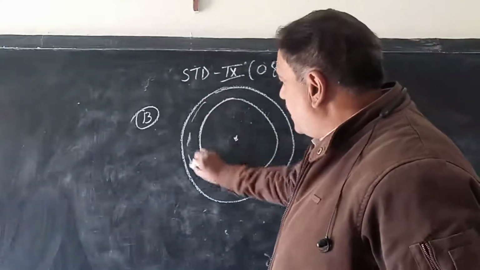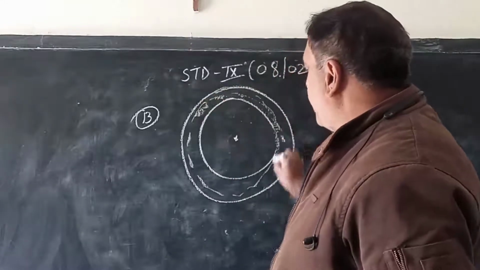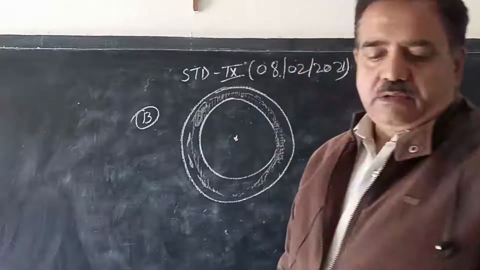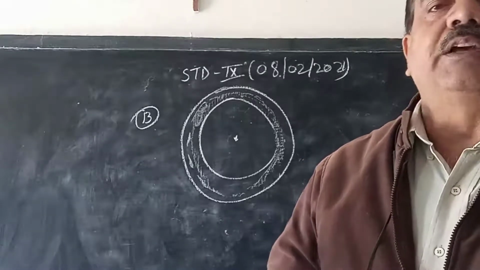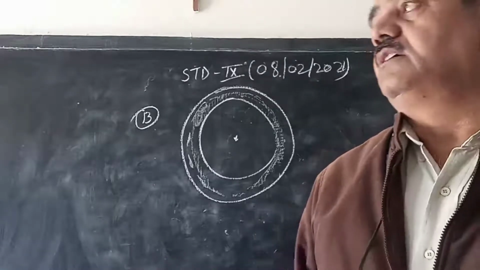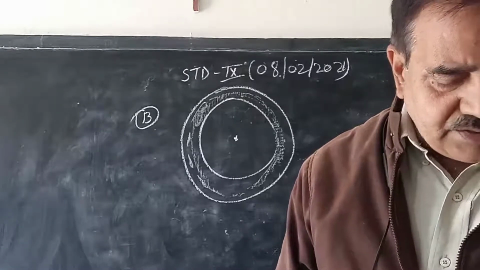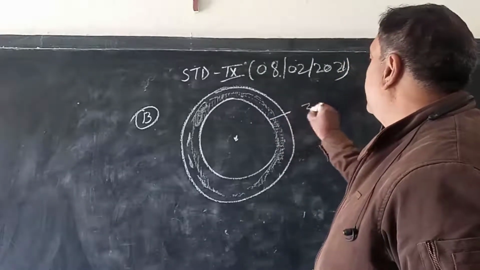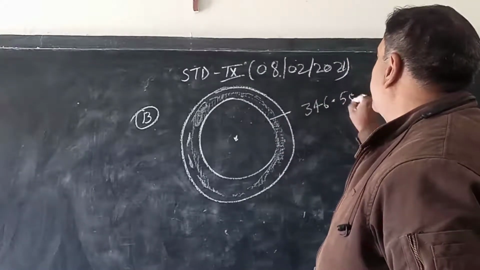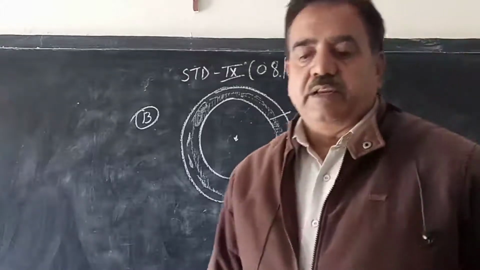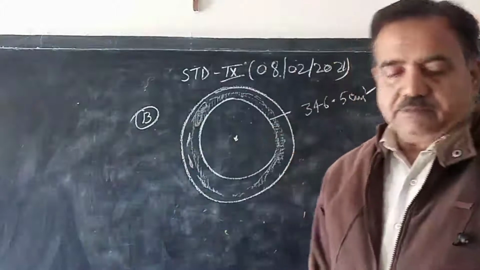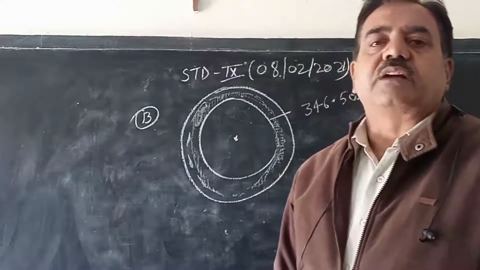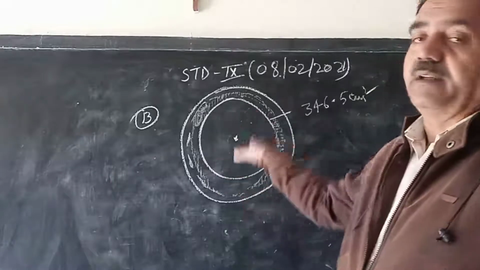Now, this is the area of the path, the shaded portion. This path area, or we can say the area enclosed by the two concentric circles, is given as 346.5 centimeter square. Right? And the circumference of the inner circle is also given.